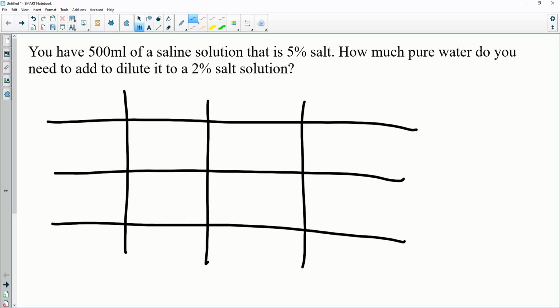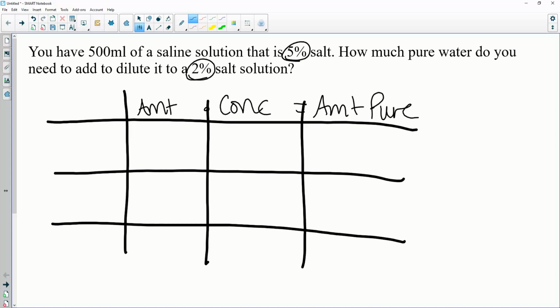Alright, my rows, those are the things that we are mixing together. Then the columns, that's our formula. What is the formula for this? Okay, so we have a 5%, we have a 2%. What else do we have? Water. Okay, what concentration is water?